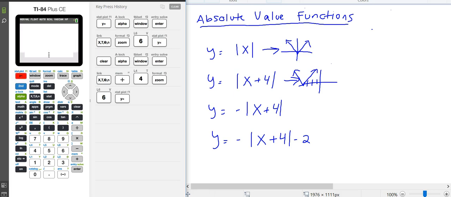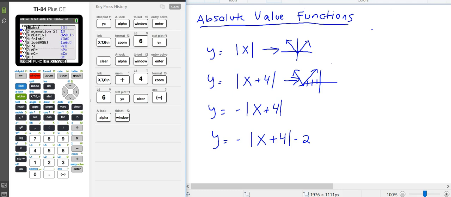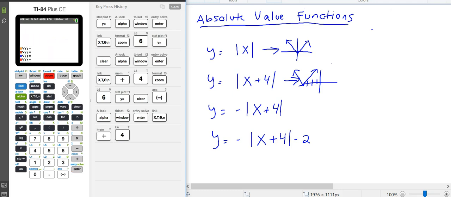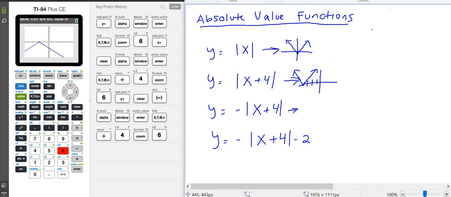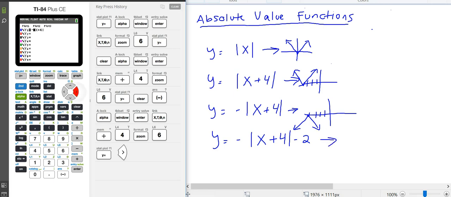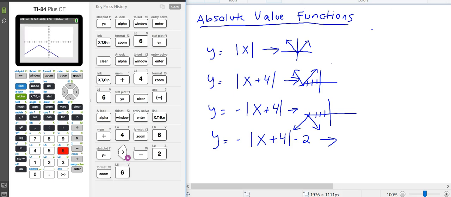Let's graph the next one. Y is equal to negative the absolute value of x plus 4. And zoom 6. By putting the negative before the absolute value sign, we reflected this graph over the x-axis. So it now looks like that. And let's just do the last one. We have the same thing, negative the absolute value of x plus 4 minus 2, and zoom 6. Now we moved the one that was reflected and shifted over to the left. We moved it down 2. So it looks like this.